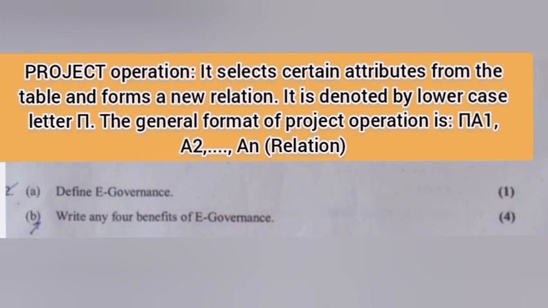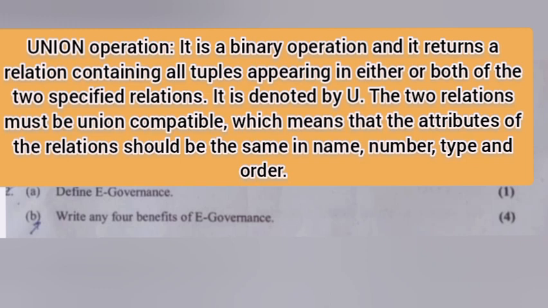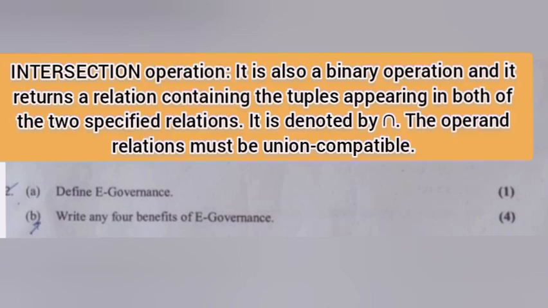2. Project operation. It selects certain attributes from the table and forms a new relation. It is denoted by lowercase letter pi. General format is given here. 3. Union operation. It is a binary operation and it returns a relation containing all tuples appearing in either or both of the two specified relations. It is denoted by U. The two relations must be union compatible, which means that the attributes of relation should be the same in name, number, type and order.